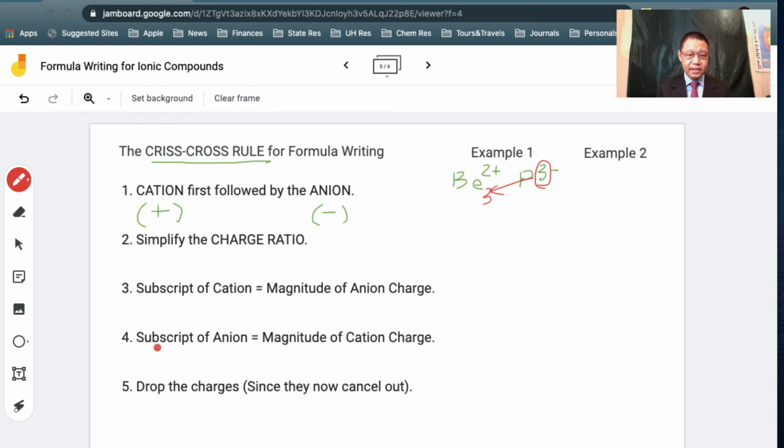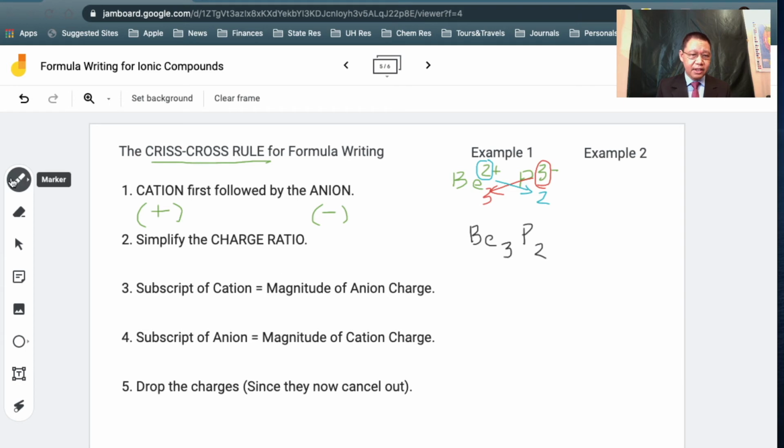Step 4 says that the subscript of the anion will be the magnitude of the cation. So, this is the magnitude of the charge of the cation. That becomes the subscript of the anion here. That's the reason why you call it the Criss-Cross rule. So at the end of the day, when you do that, your compound becomes electrically neutral and therefore the charges cancel out. For short, you drop them. And so the final formula that you would have for this compound is Be3P2.